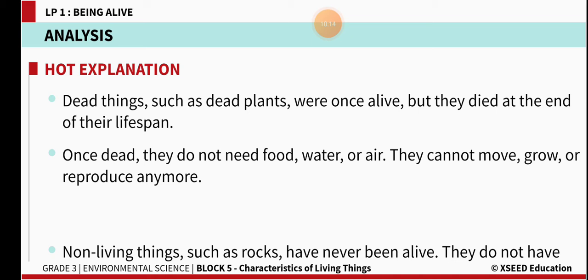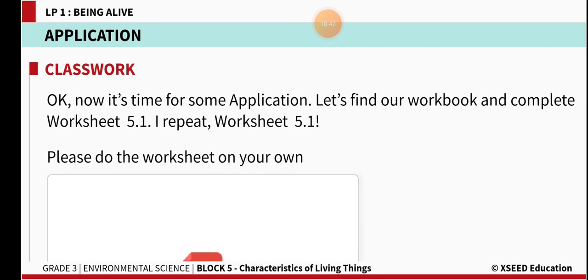Suppose you take a stone and a leaf, dried leaf or dead leaf. What is the difference between both of them? The dead leaf is once upon a living thing, but now it's a non-living thing. Whereas stone, right from the beginning, it's a non-living thing. It's no need of food, water, or air. It cannot move, it cannot grow, or it cannot reproduce anymore.